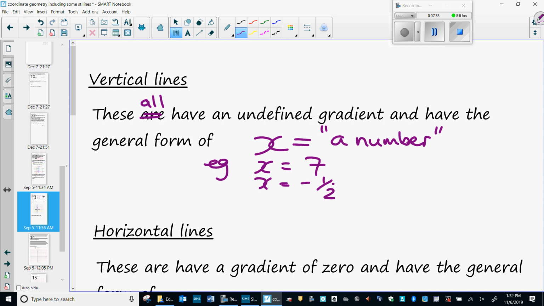Okay. So if it's a vertical line, it's not y equals mx plus c, which is what I'm trying to make sure you're not getting confused with. When it's a vertical line, it's just x equals whatever number it goes to. So to find the equation of it, you look to see which number it goes to on the x-axis, and that tells you what the equation is.